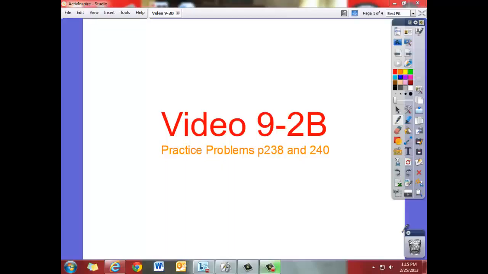In video B, we're going to try some practice problems for the conservation of momentum. Now we are doing the same thing in the sublevels, but in the sublevels it's not necessary for you to write it out in the same length that you would for a textbook problem. So I want to show you a couple textbook problems.